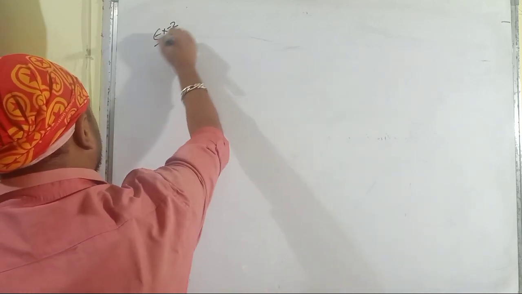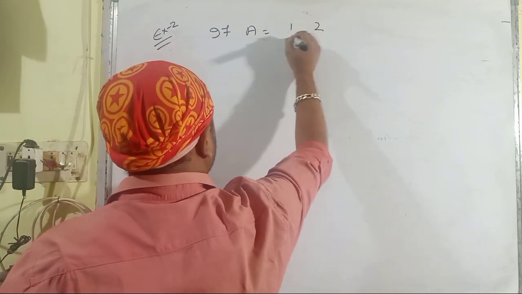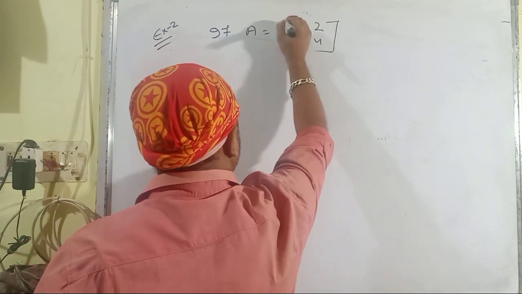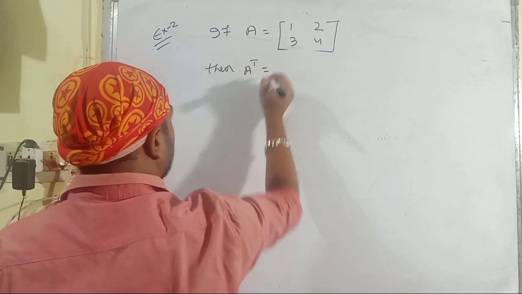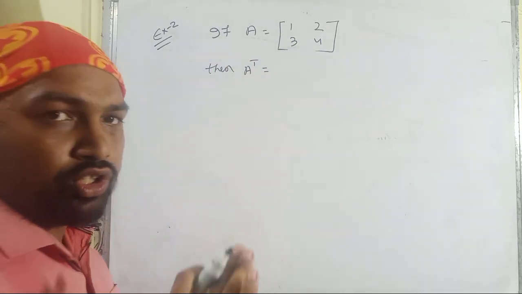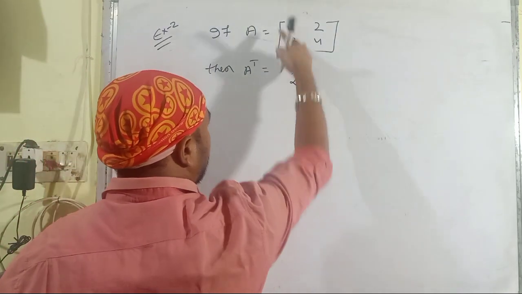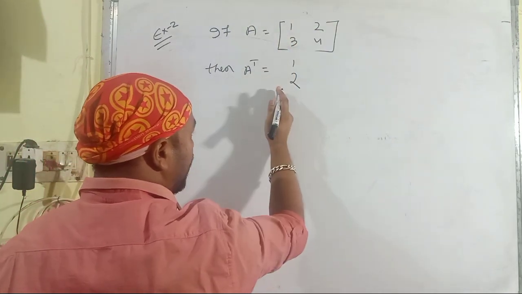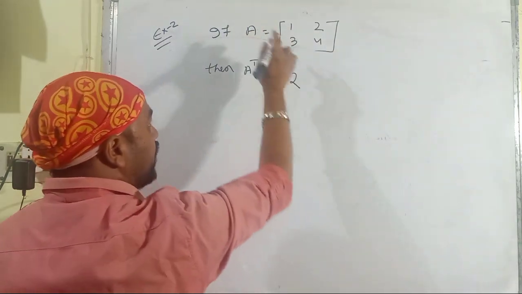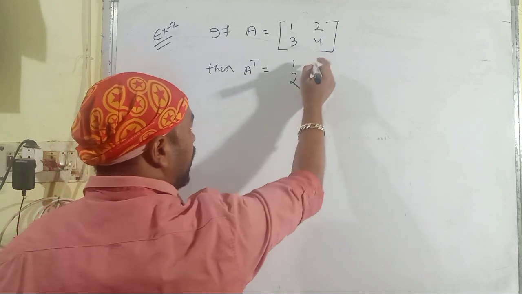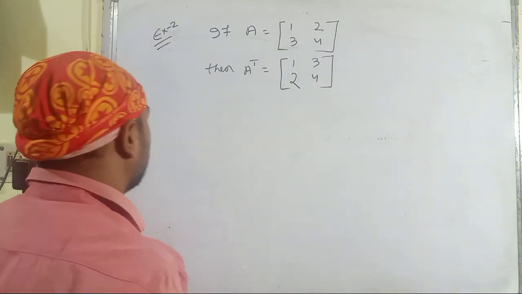Example number 2. If A is equal to 1, 2, 3, 4, then A transpose is equal to, we just have to interchange the rows and the columns. So it will be 1, 2, the first row will be placed as the first column in the transpose of A. Then the second row of the matrix A will be placed as the second column. So here is the A transpose.